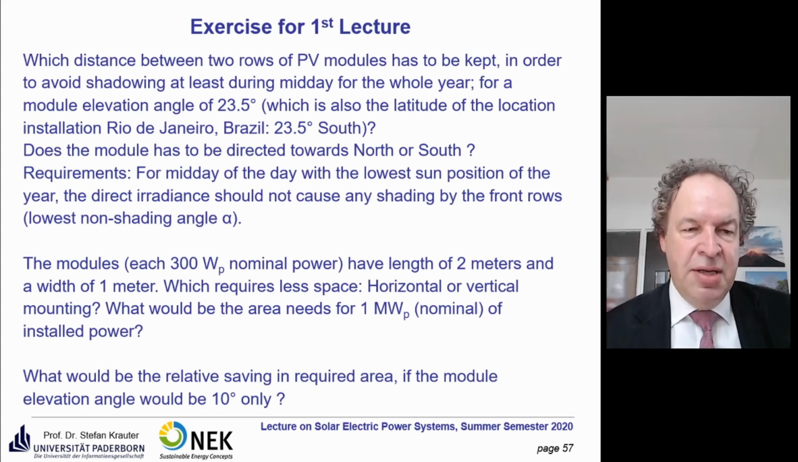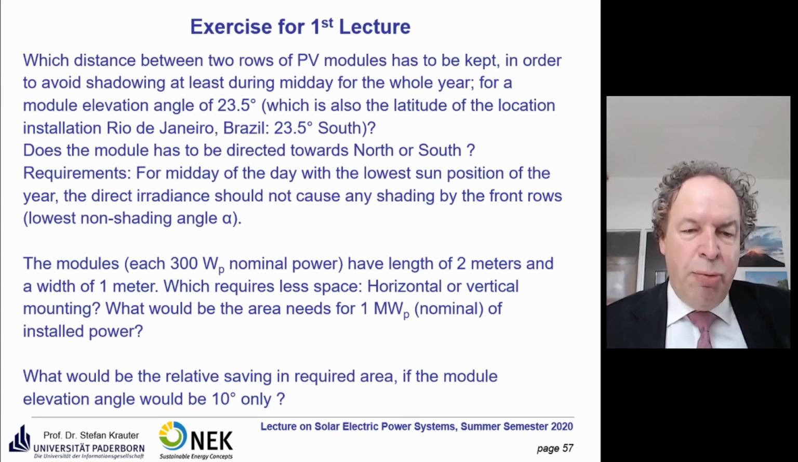First question: does the module have to be directed towards north or south? That's a hint. And the modules have 300 watt peak. That means just under standard test conditions, nominal power. They have a length of 2 meters and a width of 1 meter, so 2 square meters in total. Then you have to compare which requires less space, horizontal or vertical mounting.